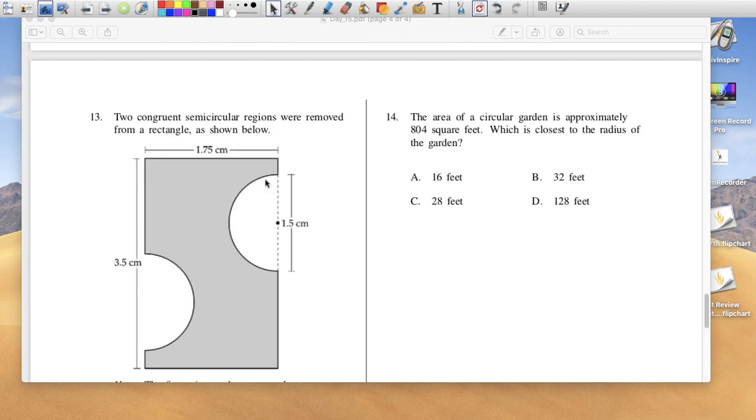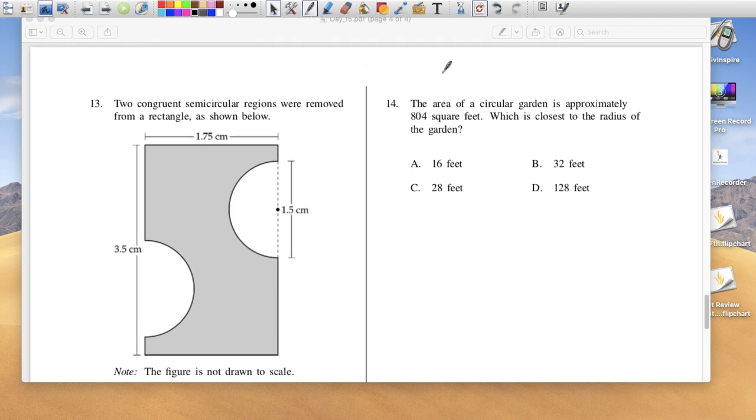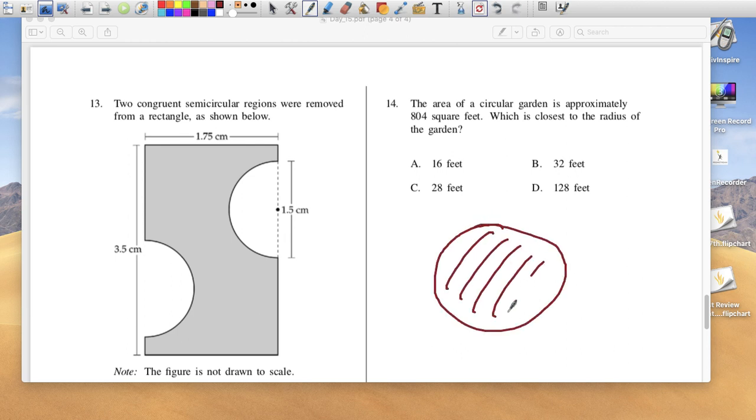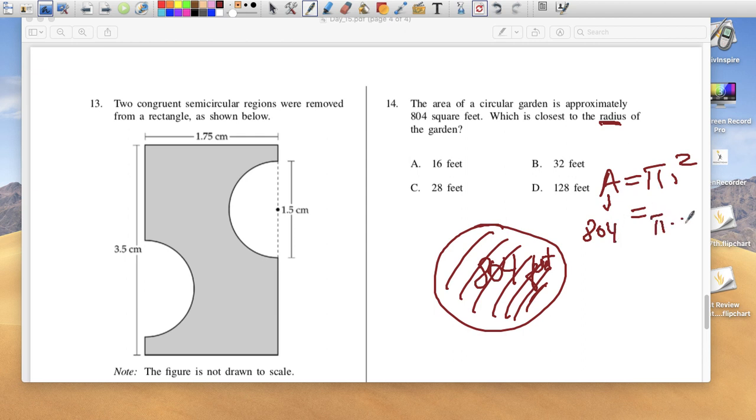Let me do this. The area of a circular garden. I have a garden, and the whole thing, the area is 804 feet squared. So A equals pi r squared, and we're looking for the radius. I substitute area, I write 804, I write pi, and radius is what I'm trying to find. Divide by pi on both sides. So 804 divided by pi equals 255. These two cross out. Find the square root of 255.